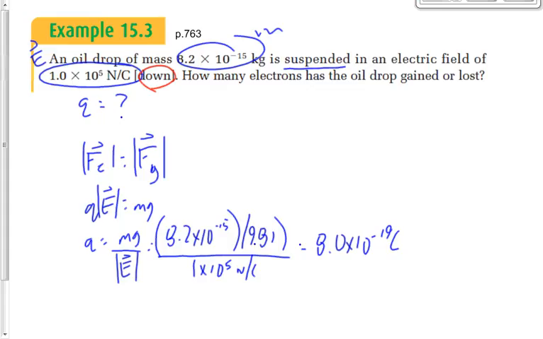How many electrons would that be? Yep, 5. How do you know that? You're going to say the total charge divided by the charge of one electron equals 5.